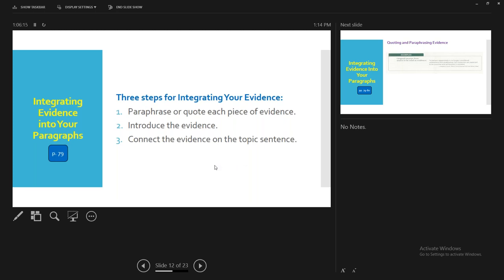So we have three steps for integrating your evidence. What are they? One, paraphrase or quote each piece of evidence. Again, we are using someone else's work to support your work, support your ideas, okay? Two, introduce the evidence. Three, connect the evidence to the topic sentence.